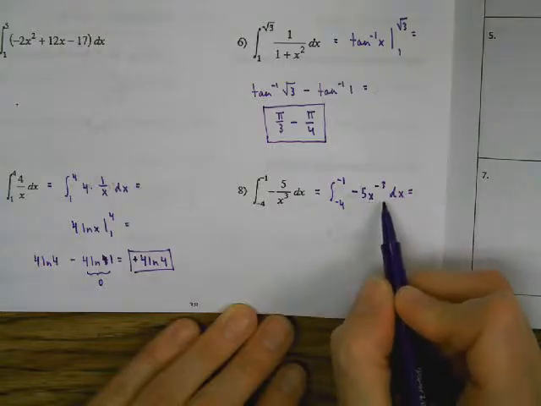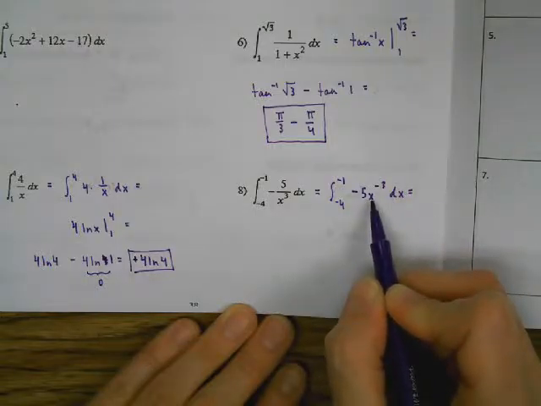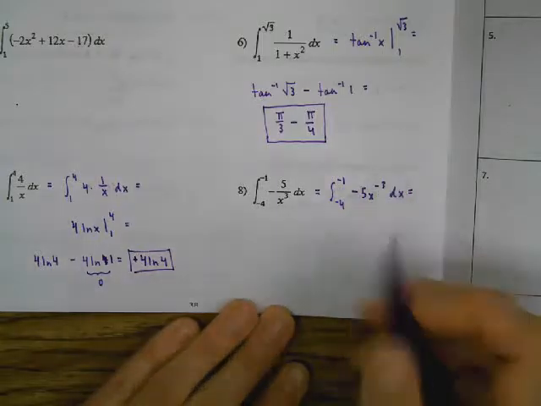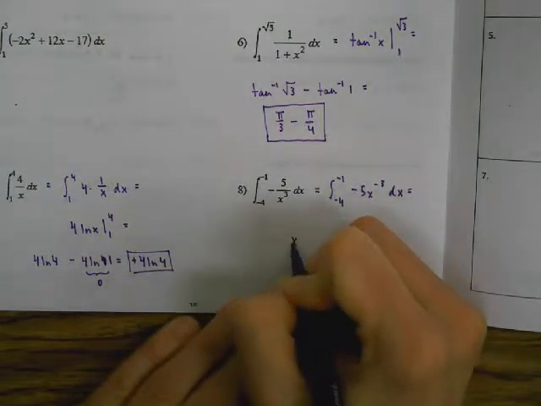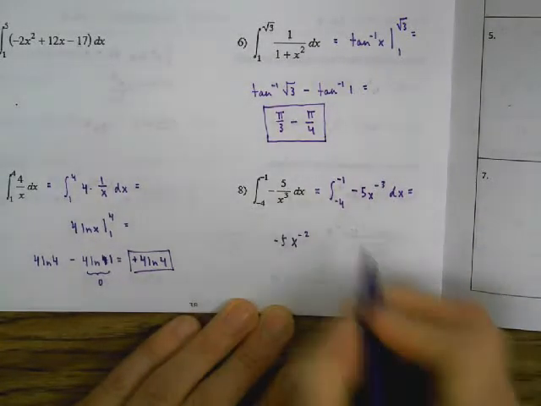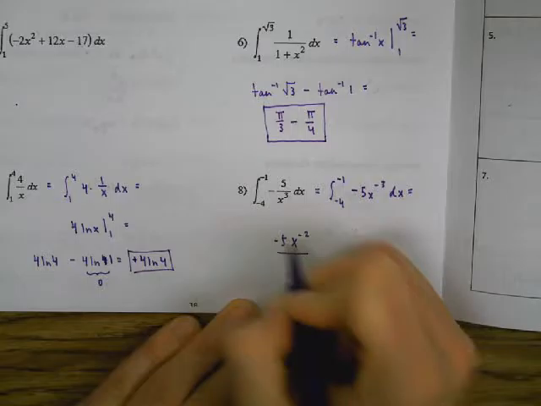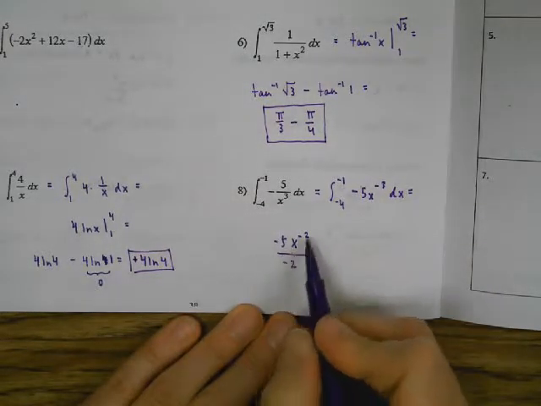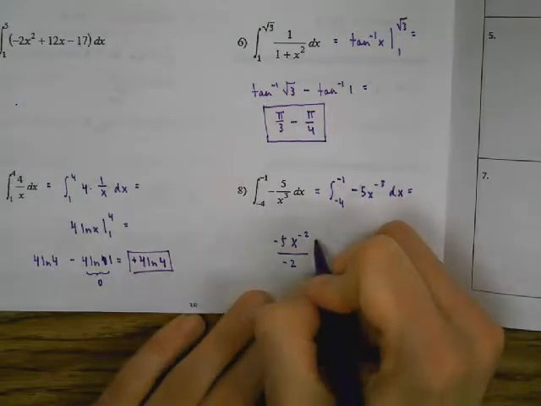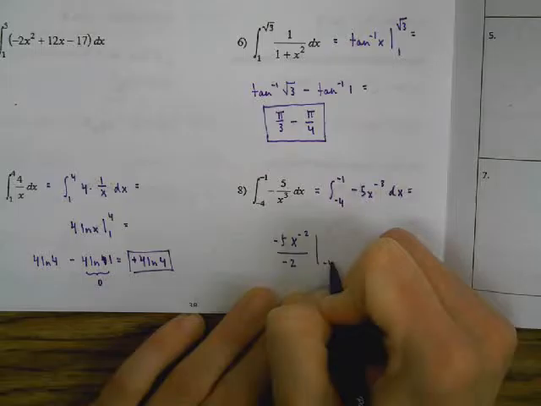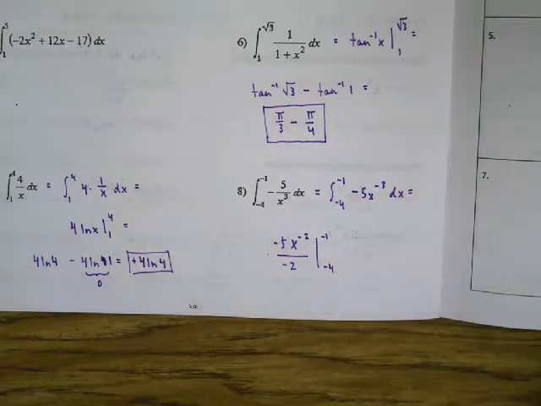So I'm going to take my variable, and I have my exponent is negative 3. I know I need to add 1 to that, so I'm going to have x to the negative 2. I have my negative 5 out front. I'm going to divide by that new exponent. So we have negative 5x to the negative 2 over negative 2. That's our antiderivative. And now we're going to evaluate that from negative 4 to negative 1.